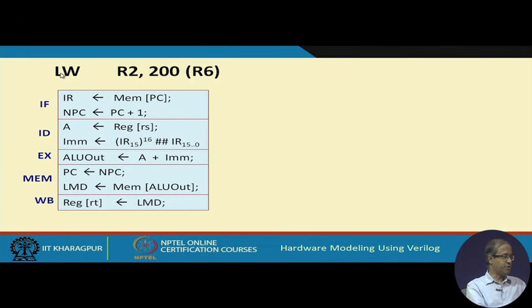In EX, for load and store instructions, this will always be add. So, this 200 and R6 are added, with the result in ALU out, and in MEM, other than NPC to PC, another thing is actually done, that means memory access. This ALU out actually contains the memory address. MEM of that is read and the data gets stored in LMD. And lastly, in WB, that LMD is written into register RT, here RT is R2.